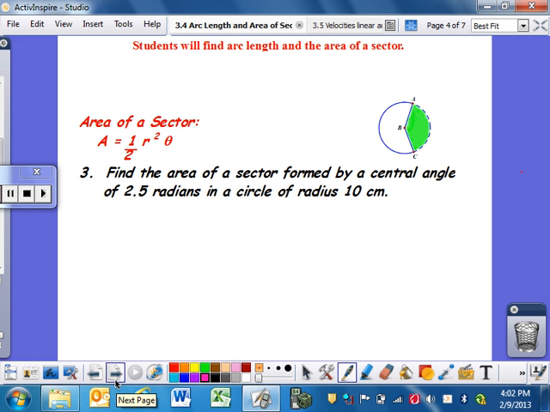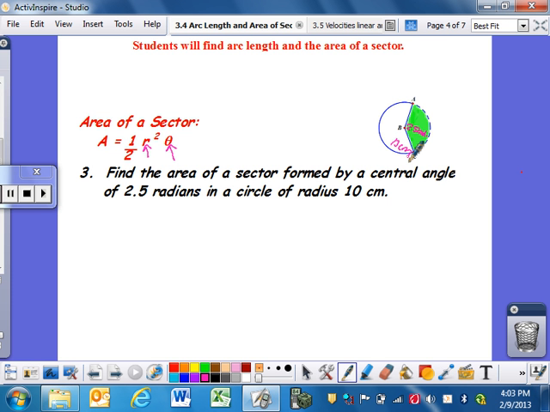Okay, here's the other formula. Area of a sector. Okay, 1/2 times the radius squared times your angle. Okay, so what we need to do now is, if you're asking to find it, same principle applies. Can you find the radius? And your angle must be in radians. So find the area of a sector formed by a central angle of 2.5 radians. So let's say this is your 2.5 radians. And then the radius is 10 centimeters long.